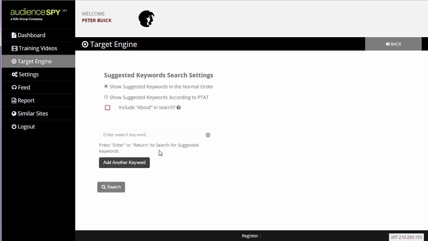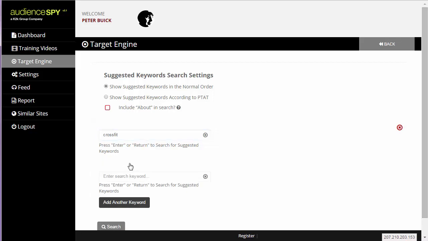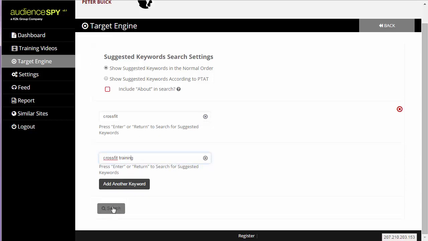Okay, and then this is the main interface. Now, one of the most powerful things is that we can actually search for multiple keywords at one time. So we could just do something like that. But what it will do is take this one term and expand it out for us anyway. So let's just see what it comes up with.